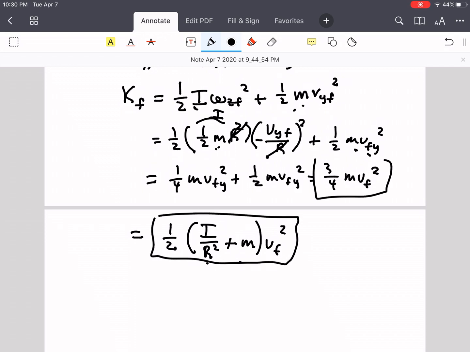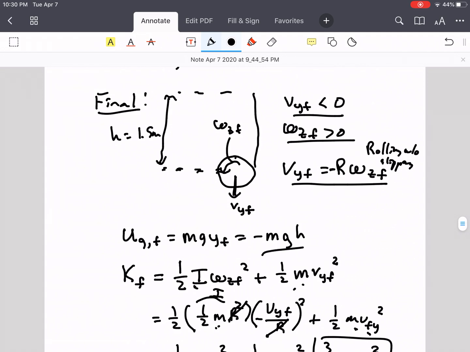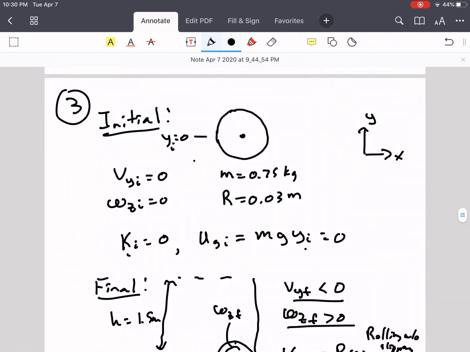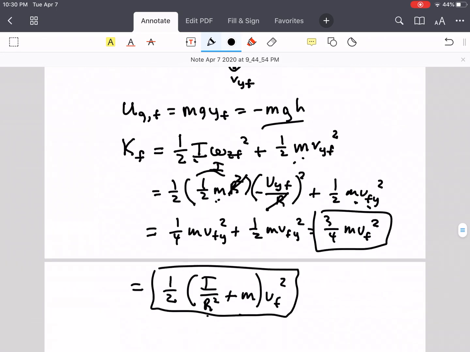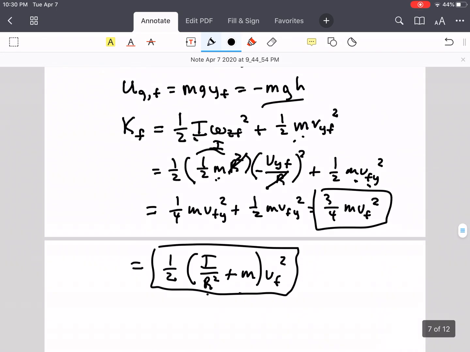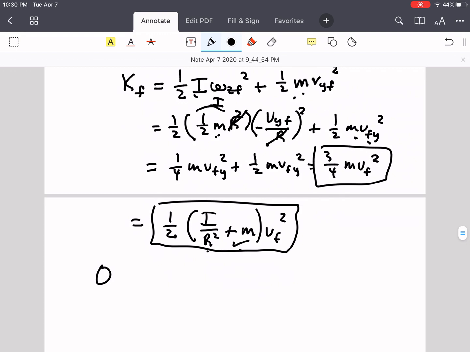That is my final kinetic energy, my final gravitational potential energy, and I know that my total energy is just 0 because my initial energy was 0. So let's go ahead and add these guys up and set them equal to 0. I'll use the general formula because we're going to want to use that later. All right, so 0 is equal to gravitational, negative mgh, plus kinetic, 1/2 mv squared times I over mr squared plus 1. That's just the same thing. I'm just dividing out the r, the m.